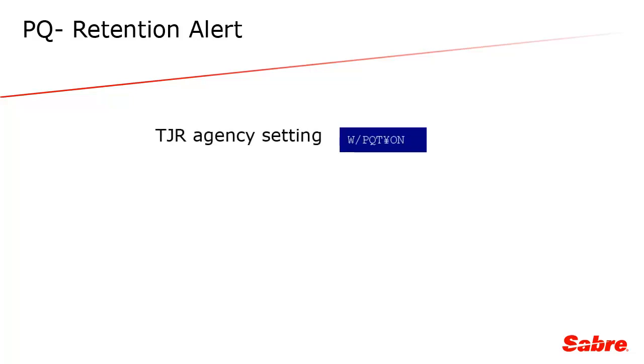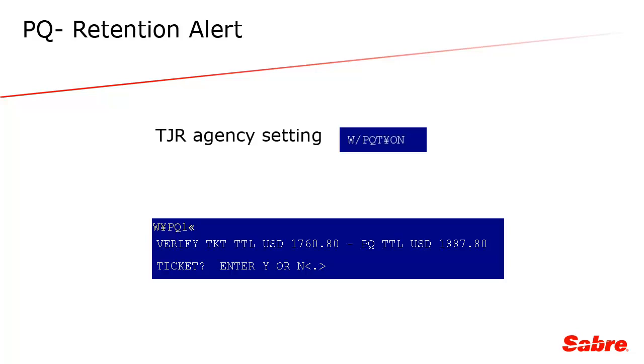If you activate the price quote retention alert in your TJR agency settings, the system compares the price retained in the PQ against the price being ticketed. If the total ticket price matches the retained PQ total, no warning prompt displays and the ticket is issued. However, if the total ticket price does not match the retained PQ total, the following prompt is generated.